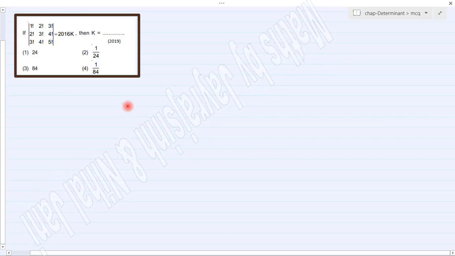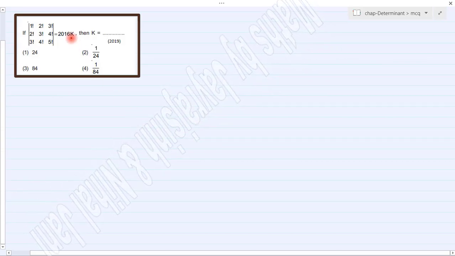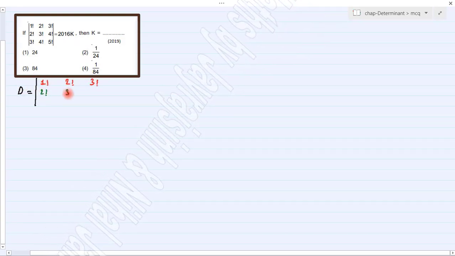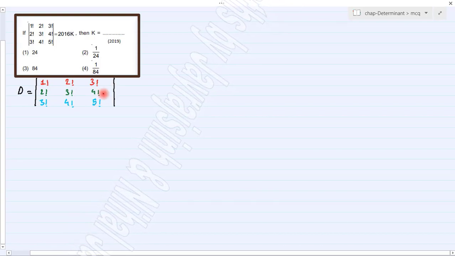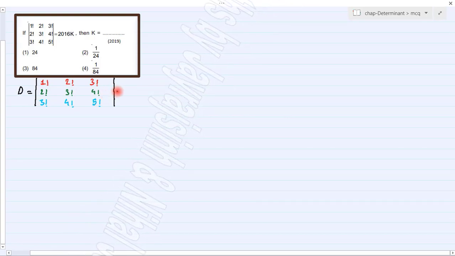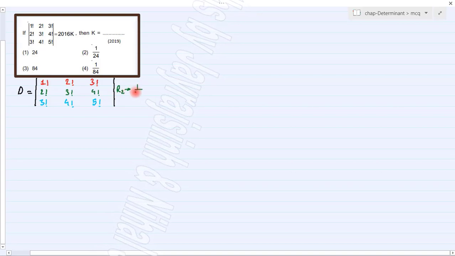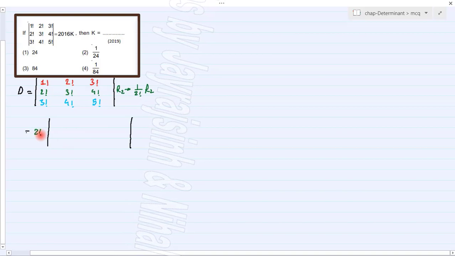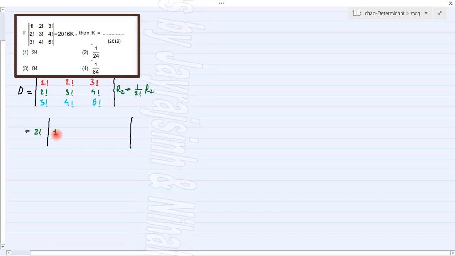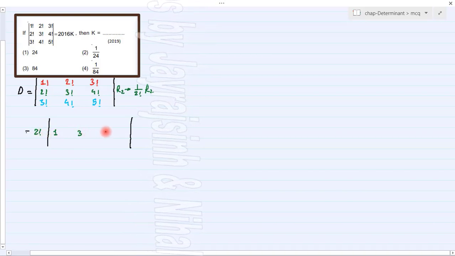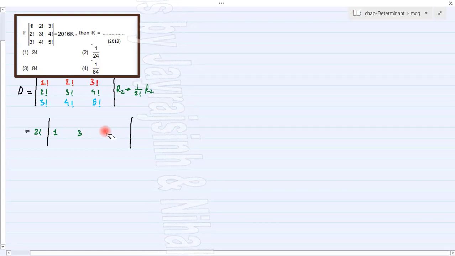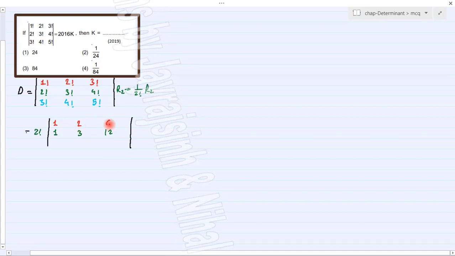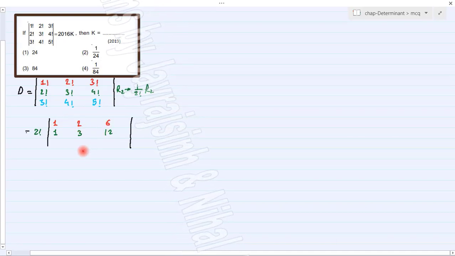If the determinant is equal to 2016k, then we have to find the value of k. And for that, we have to find the value of the determinant. Now, we can take 1 factorial common from the first row and 2 factorial common from the second row. So after taking 2 factorial common, your second row will be 1, 3, and 4 into 3, or we can say 12. Your first row will be as it is, and 3 factorial will be rewritten as 6.